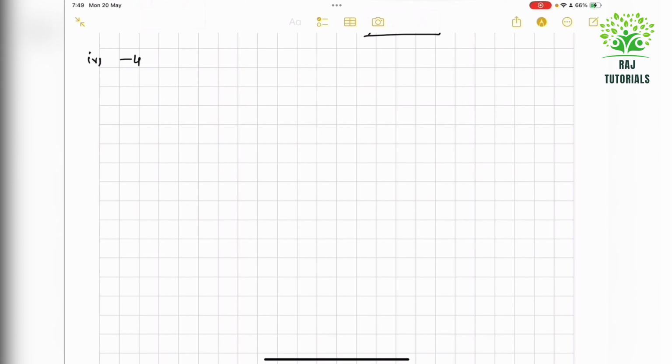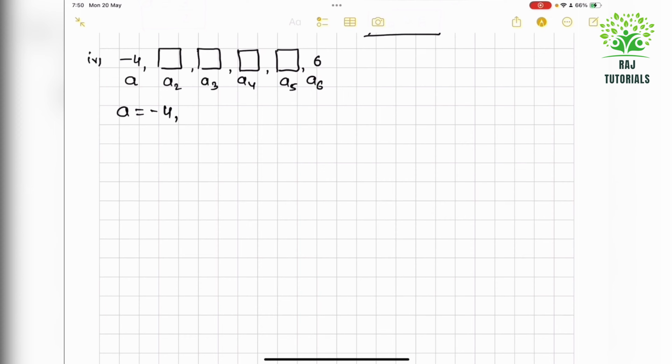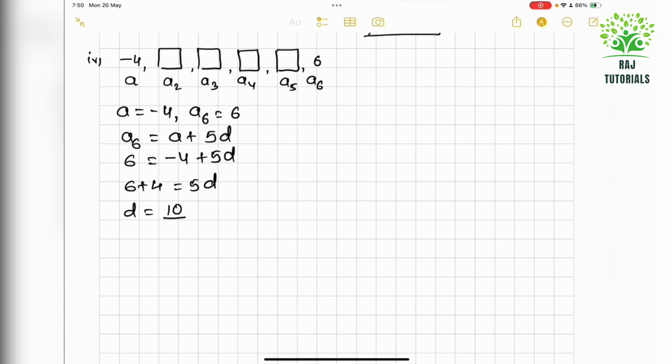Fourth one says, so here I can say A1, A2, A3, A4, A5, A6. So a equal to minus 4, A6 equal to 6. So A6 will be equal to a plus 5d. 6 equal to minus 4 plus 5d. 6 plus 4 equal to 5d. d will be equal to 10 by 5. So therefore d equal to 2. Now I know d equal to 2, so I can get all the terms.